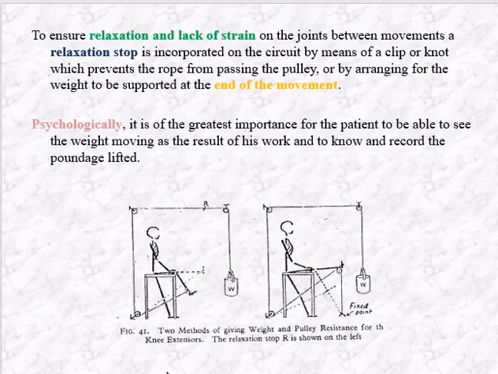To ensure relaxation and lack of strain on the joints between the movements, a relaxation knot is incorporated in the circuit by means of a clip or a knot which prevents the rope from passing the pulley, or by arranging for the weight to be supported at the end of the movement. Psychologically, it is of great importance for the patient to be able to see the weight moving as a result of his work and to know and record the poundage lifted. This is very helpful for the patient psychologically.